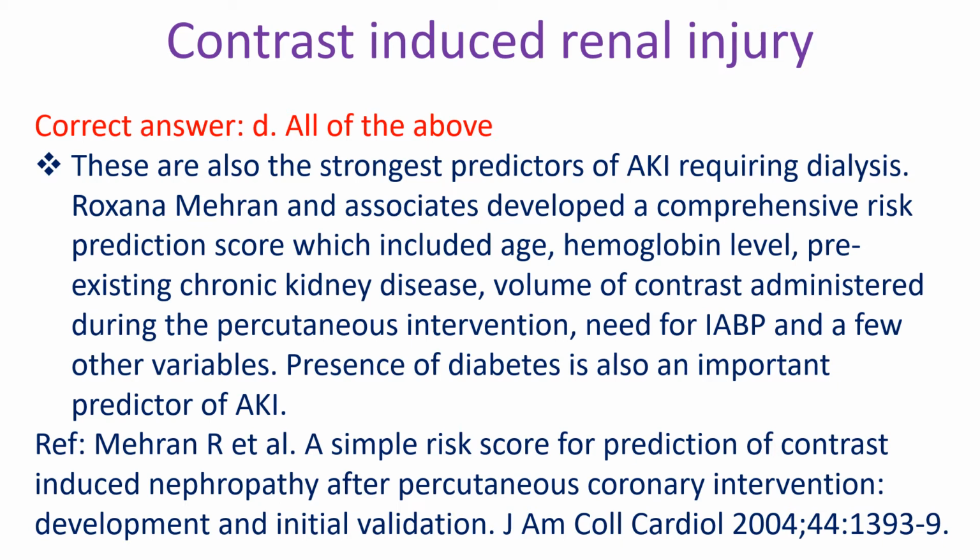Roxana Mehran and associates developed a comprehensive risk prediction score which included age, hemoglobin level, pre-existing chronic kidney disease, volume of contrast administered during the percutaneous intervention, need for intra-aortic balloon counterpulsation, and a few other variables. Presence of diabetes is also an important predictor of AKI.